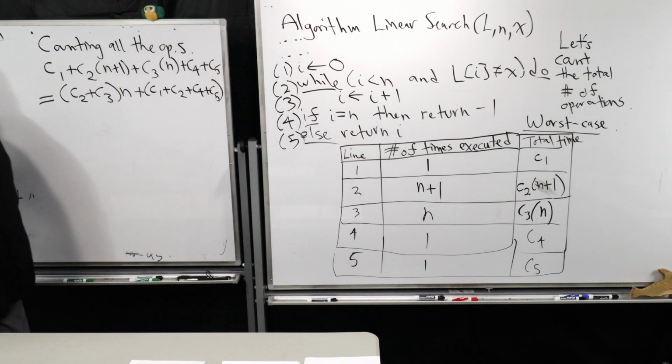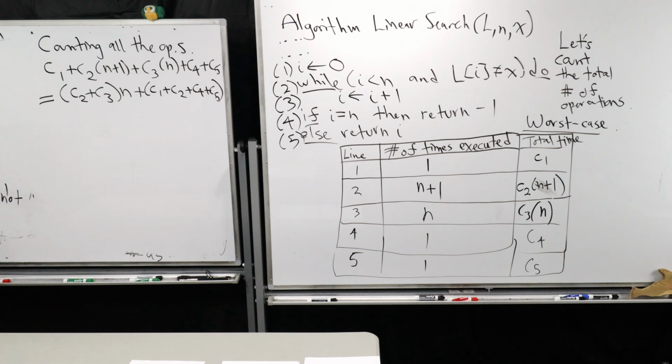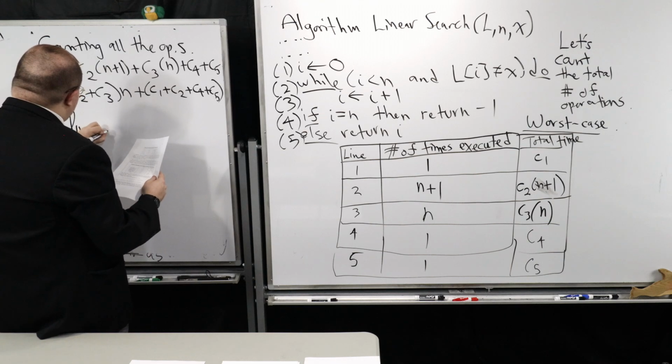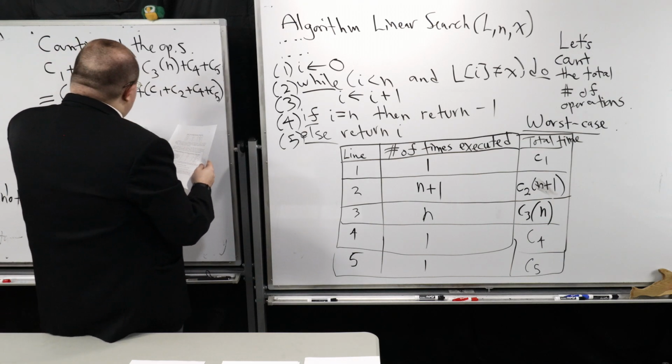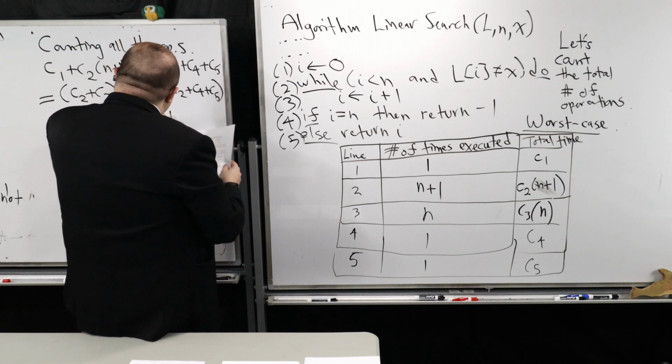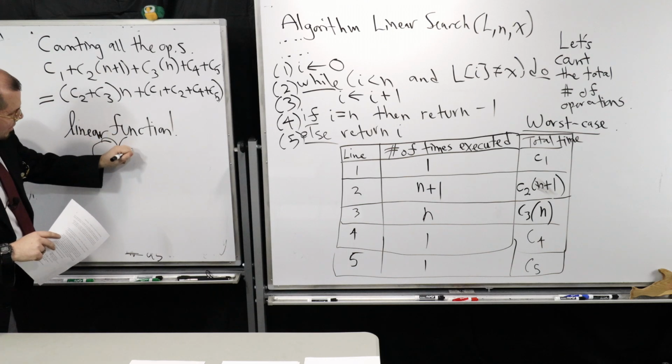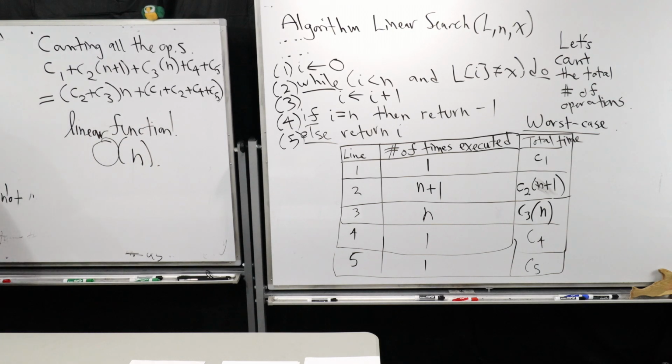Now look at this. What kind of function is that? What kind of function is this? It starts with an L. It's linear, exactly. This is a linear function. So we would say that the running time of this algorithm is linear in the input size. And this is where your big O of n comes from for linear search.